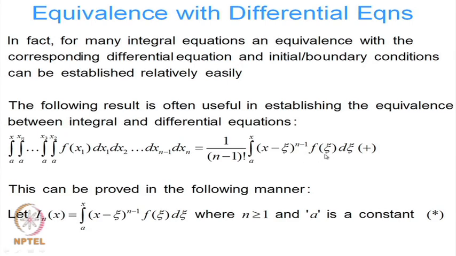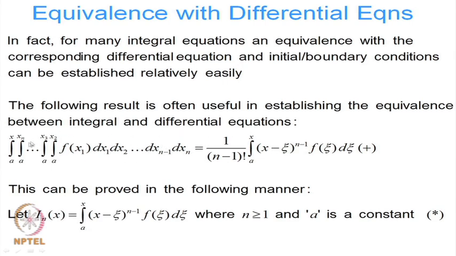If I took my function f, I multiplied it by (x minus xi) to the power n minus 1, integrated it with respect to xi within the limits a to x. Remember, my final limits are a to x on the left hand side as well. So if I do that, that is equivalent to integrating it n times.